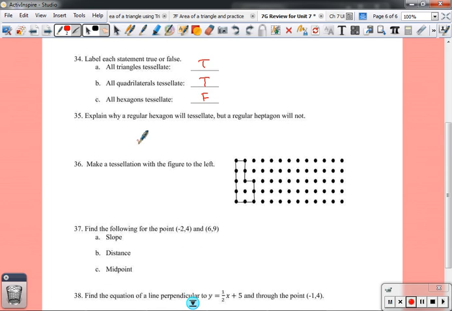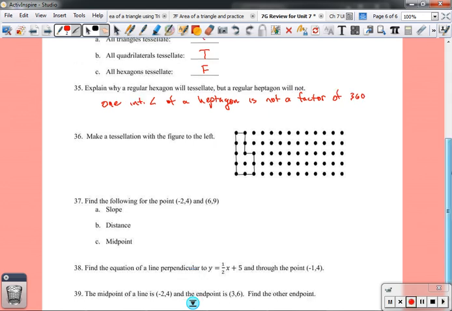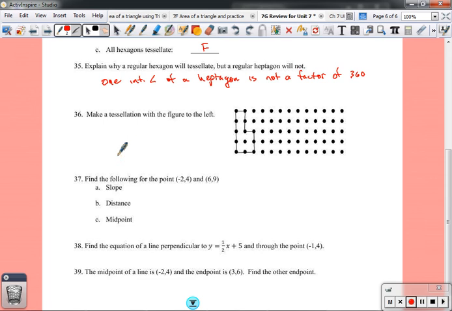Explain why a regular hexagon will tessellate, but a regular heptagon will not. And the answer is that one interior angle of a regular heptagon is not divisible by 360. Okay? So one interior angle of a heptagon is not a factor of 360, because we just said at every vertex of a tessellation it's 360 degrees.